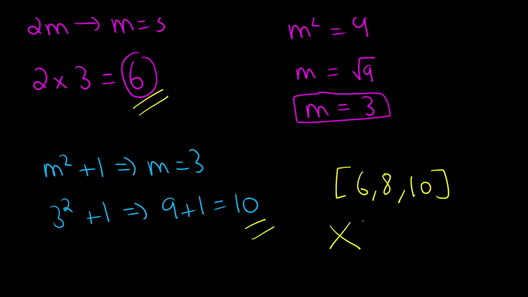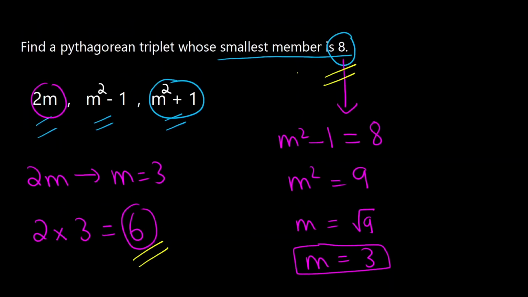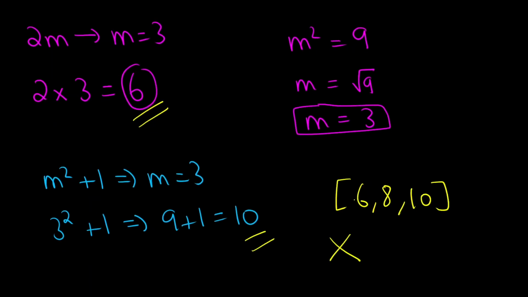No, this is wrong. We made a small error, a major error to say. Here I said we have to find a Pythagorean triplet whose smallest member is 8. But wait a second. Here the smallest number is 6, not 8. So this Pythagorean triplet is wrong for this question. Now let's try to search for the correct answer.